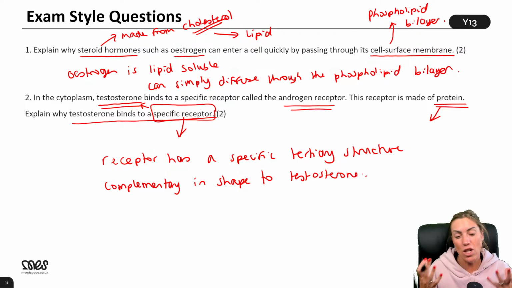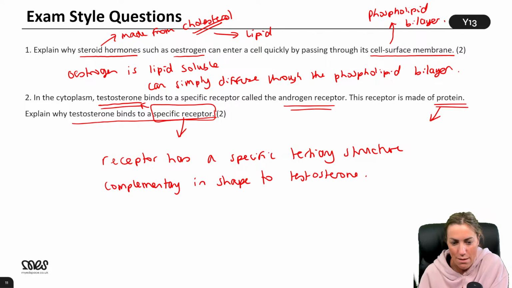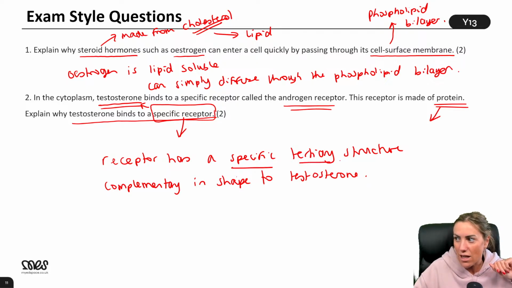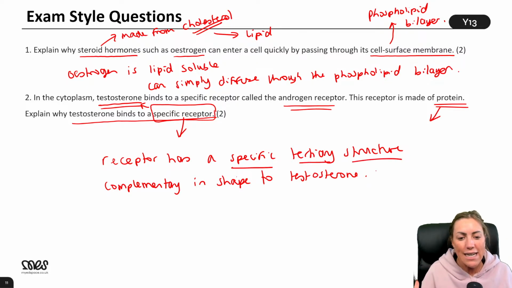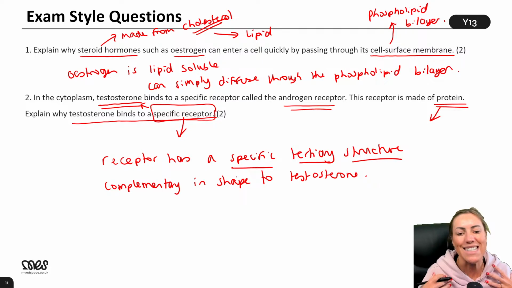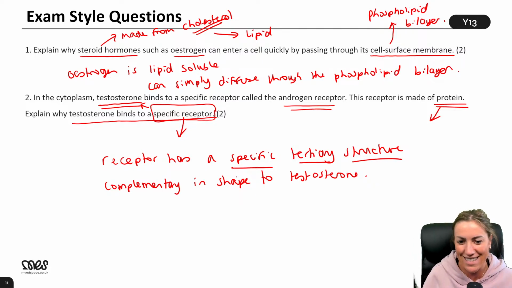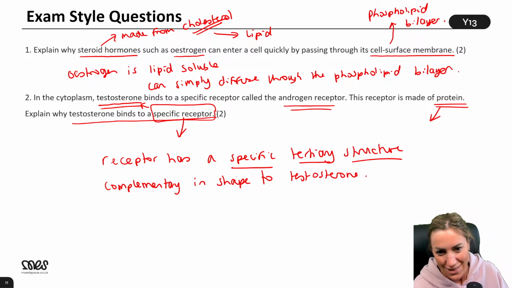Okay, so testosterone is a steroid hormone, but it will have a specific shape, right? And that shape is going to be complementary to that receptor because that receptor has a specific tertiary structure. I really did just include that question just to see if you would fall into my trap of talking about active sites. So that was my fault.